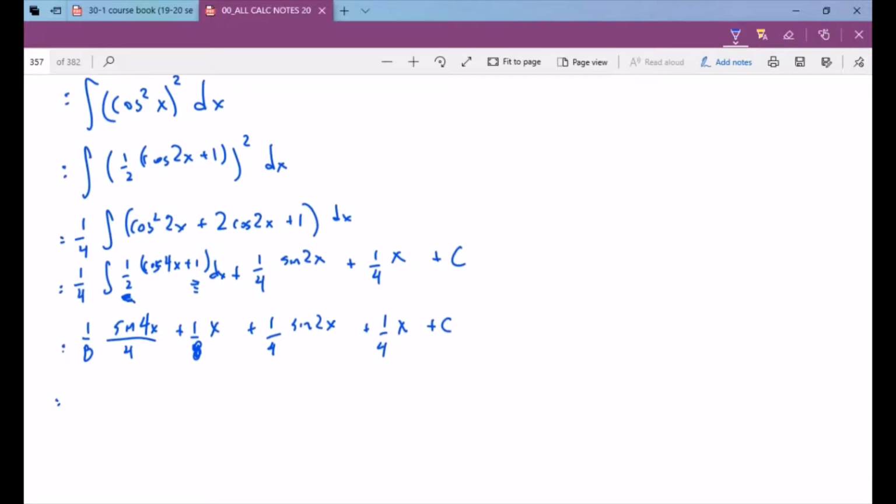This is equal to sine 4x over 32, plus sine 2x over 4, plus... 1/8 plus 1/4 of x is plus 3/8 x, plus C.